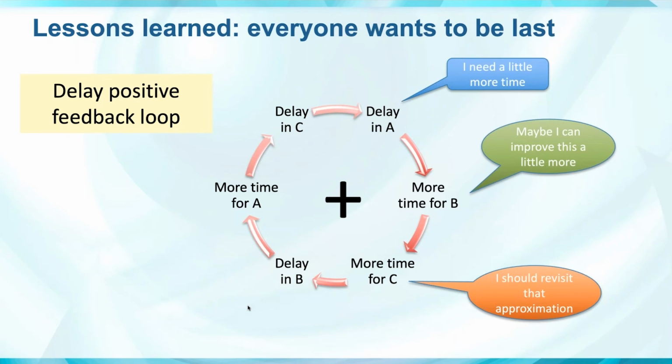Another lesson learned is that there is something that I would describe as a delay positive feedback loop. You may start with a delay in one feature, and because of that, everything is taking a little bit longer than expected. That gives opportunities for B and C to think, oh, maybe I can improve this a little bit more, or maybe I should revisit that. And then when A is ready, there may be a delay from something else. I'm almost there. And you can imagine that sort of develops in the feedback loop.